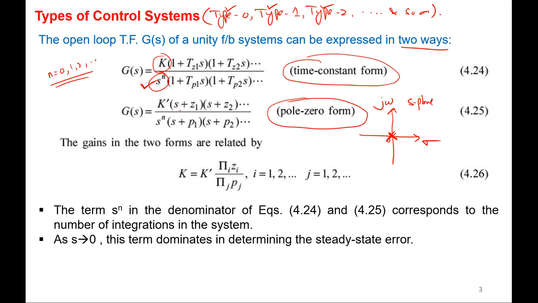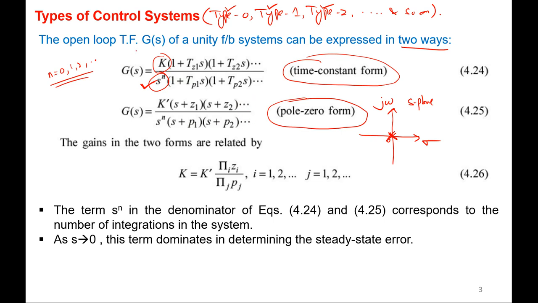Another is pole zero form. How to write the same open loop transfer function in pole zero form? G of s is equal to K dash, it is the system gain. In order to differentiate, K and K dash are not one and the same, right? So K dash is the system gain, times (s plus z1), (s plus z2) and so on, in the form of factors, divided by s power n as it is, times (s plus p1), (s plus p2) in the form of factors. The numerator terms will give me open loop zeros, the denominator terms will give me the open loop poles, right?